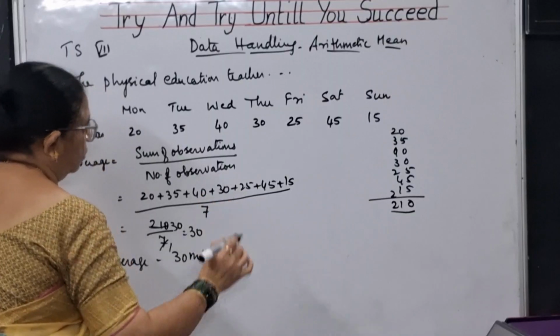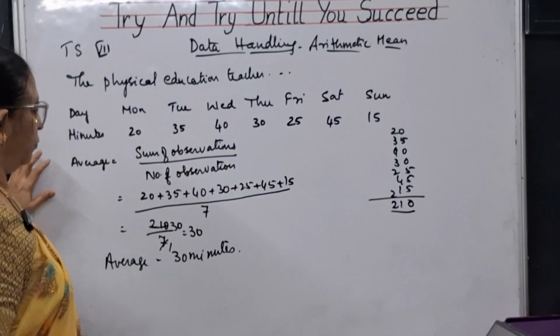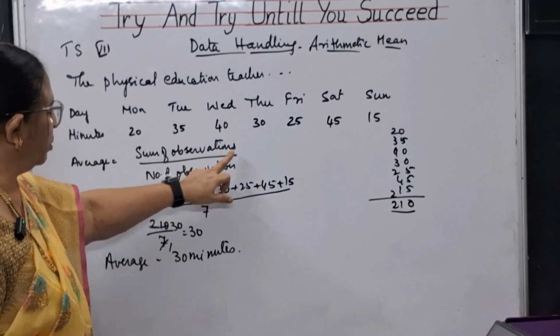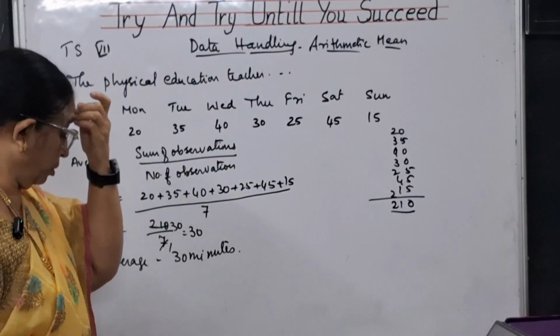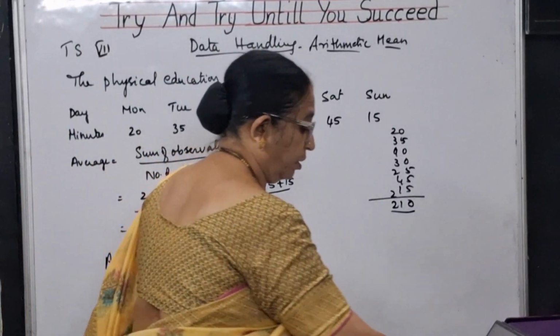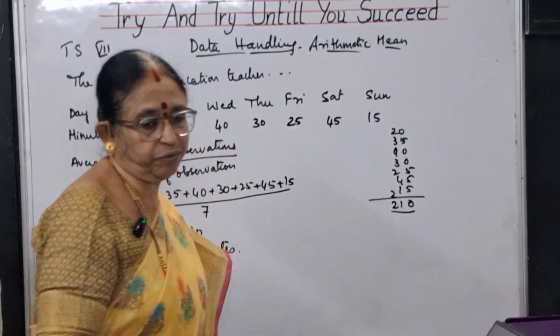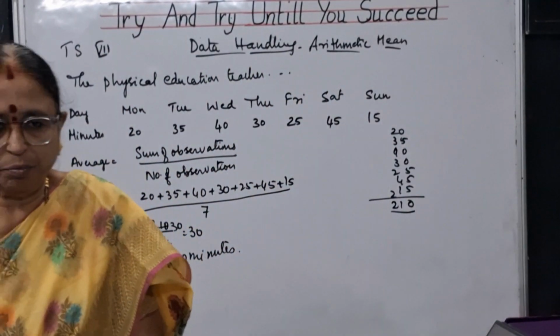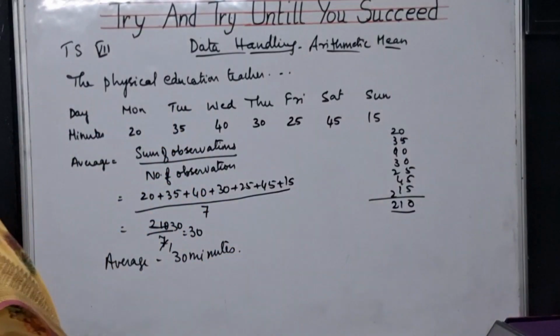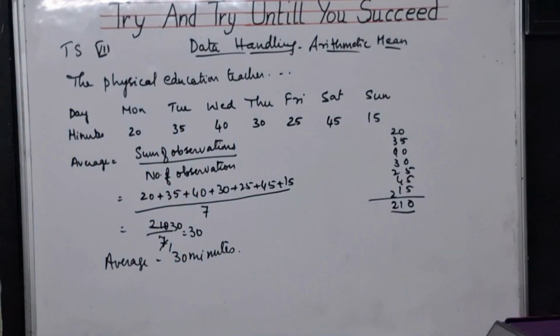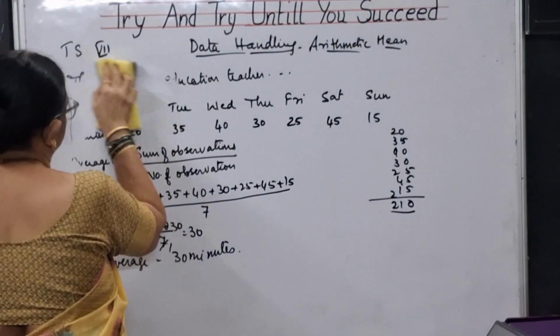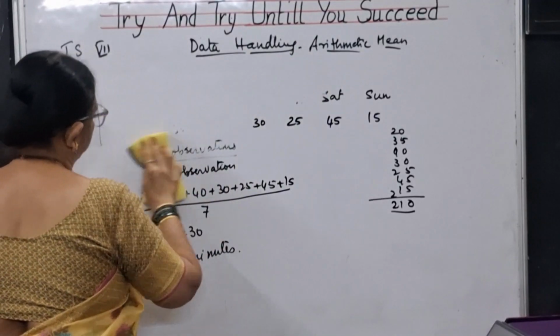This is how you need to find the average. The formula for average is sum of observations divided by number of observations. Please note it down, children. The formula is very important to do the sums. Please note it down. Let us see the next part of it.